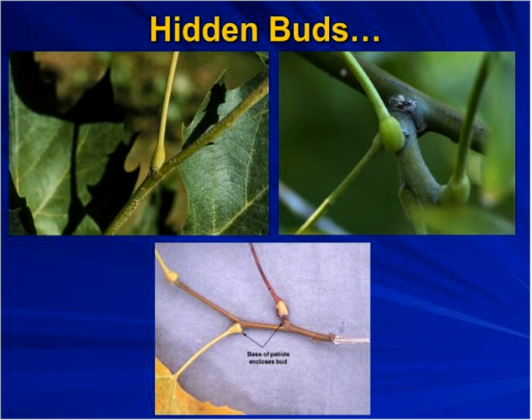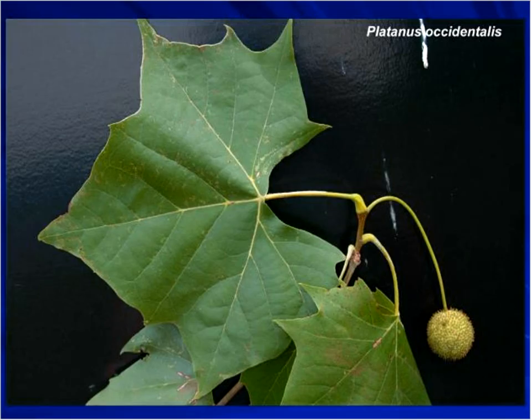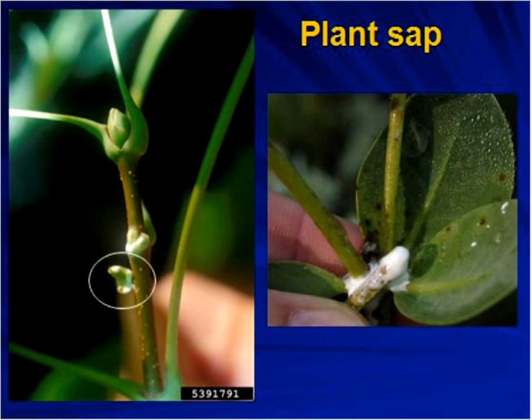Hidden buds, a couple of examples. Look closely, and remember, how do you determine a leaf is simple or compound? Well, you look to see where the bud is. And if you can't find the bud, well, that may be an even better clue. A lot of plants will completely hide their buds under a large swollen petiole. A couple of examples of that: certainly Platanus occidentalis, the sycamore. Where are the buds? You can't see them. You have to actually break the leaf off, and the bud is beneath.